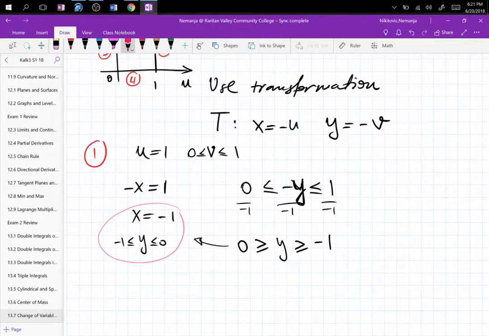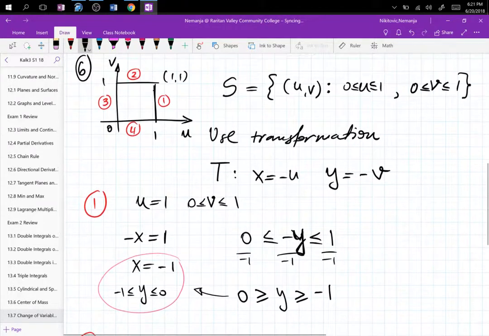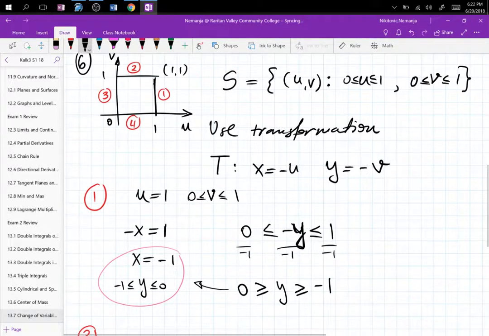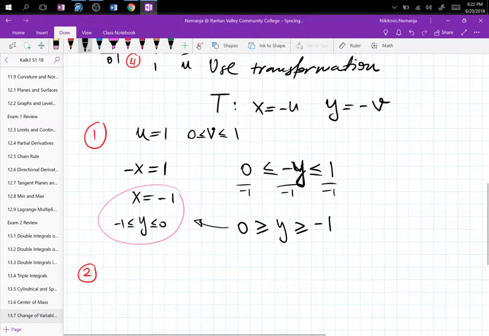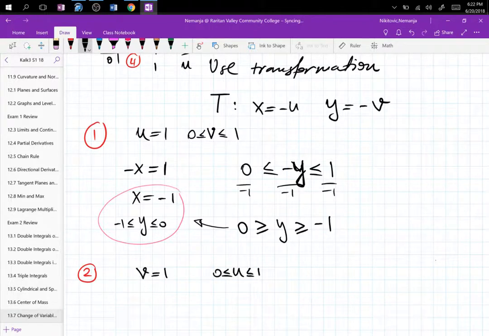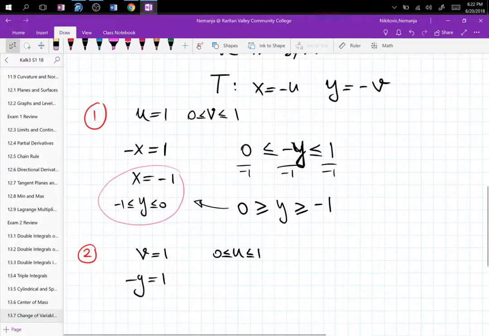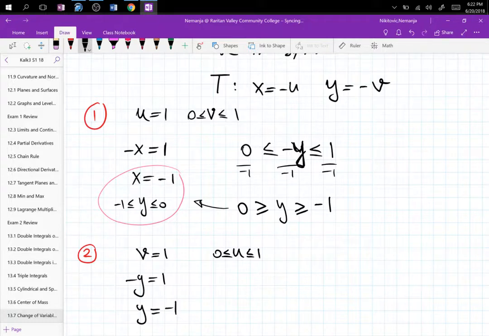Yay, 3 to go. Line segment number 2 is the horizontal piece on top of the square, whose equation is v equals 1, and u is stuck between 0 and 1. So now we do the same transformation. We replace v with -y, and then we finally get that y is -1.